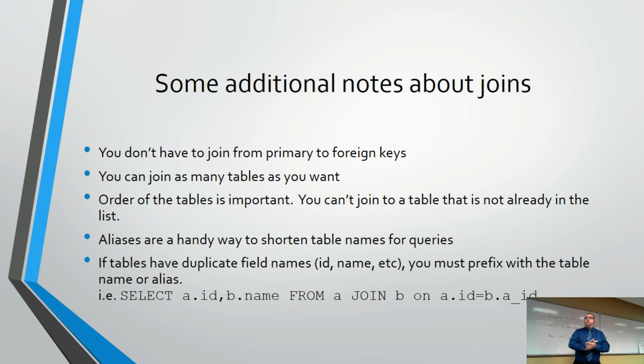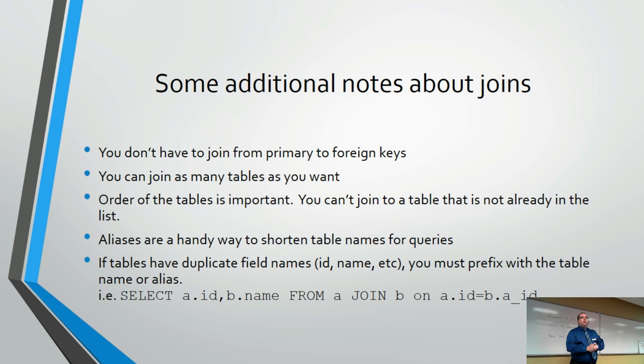All right, a few extra notes about joins before I do another demo. Number one, you do not have to join from the primary to the foreign key. You can join any column to any other column. It's kind of useless, but you can do it. You can join anything to anything else, but whether or not the data works, who knows? You can join as many tables as you want. Obviously, the more you add in, the more expensive it gets, because it's got to collect data from more than one place.